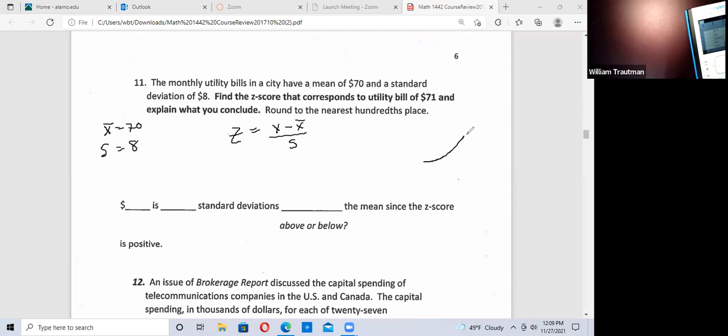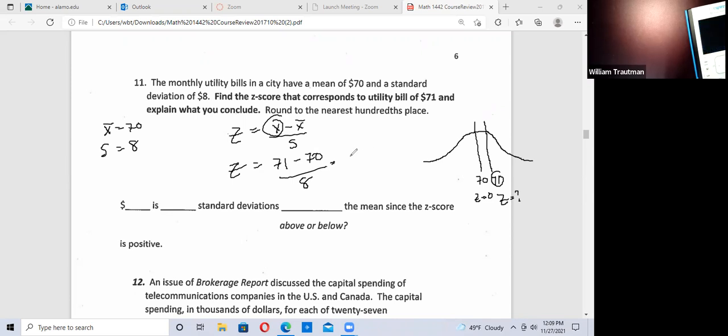So here is a normal curve. Our average is 70. That's a z of 0. We want to find what z is for 71. So we want to find the z-score of 71 right here. We want to find out what the z-score equals. The number that we're talking about is 71. That's x. X bar, the average, is 70. Standard deviation is 8.